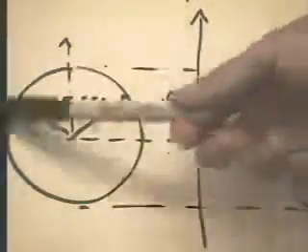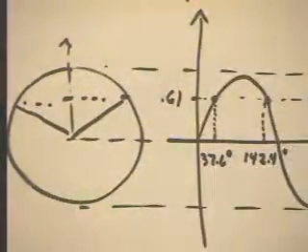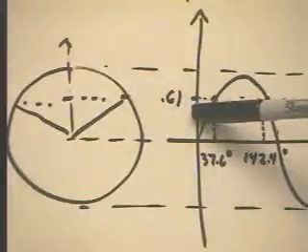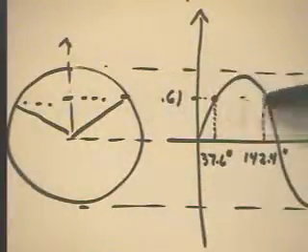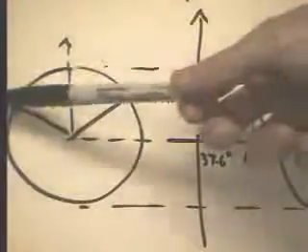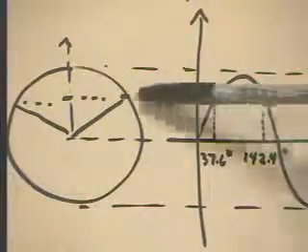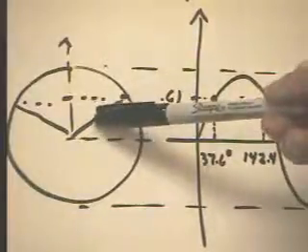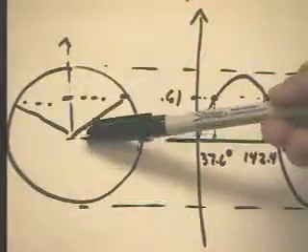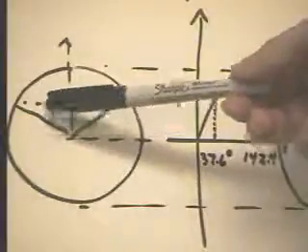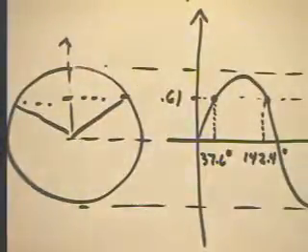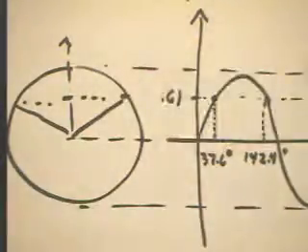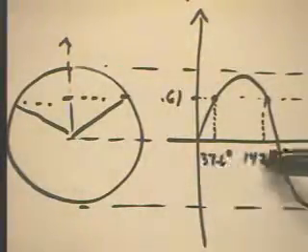Here we see a reference circle representation of sine of theta equals 0.61, assuming that y equals 0.61 all the way along this line here. Then this angle corresponds to our 39.6 degrees. This one to our 180 minus 39.6, 141.4 degrees, or whatever it was. I guess it was 37.6 and 142.4. As a matter of fact, there are the numbers.